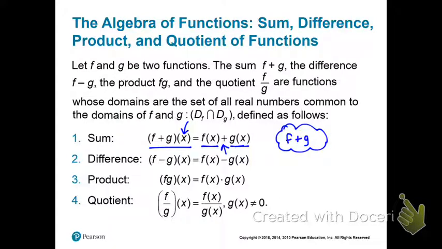Same thing if it says to find the difference, we're just going to subtract them. Product, we multiply them. The quotient, we're going to divide them, but we have to be careful because we have to remember whatever the denominator is before we reduce it cannot equal 0.